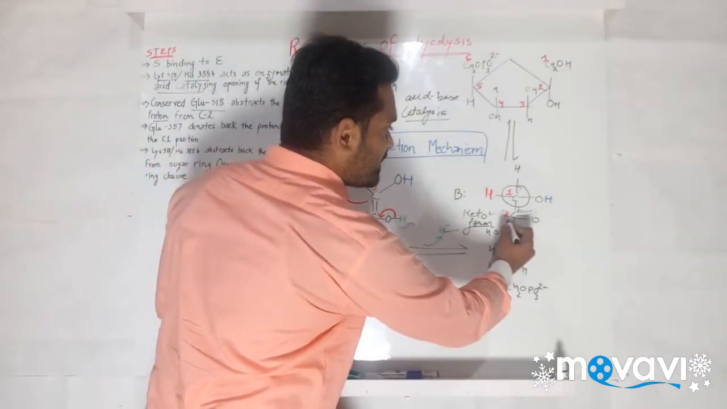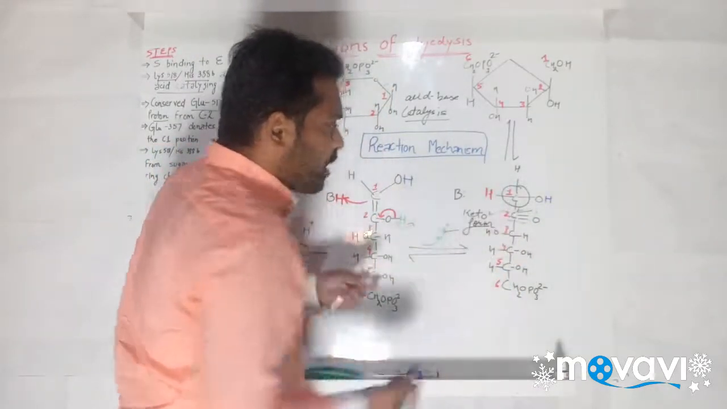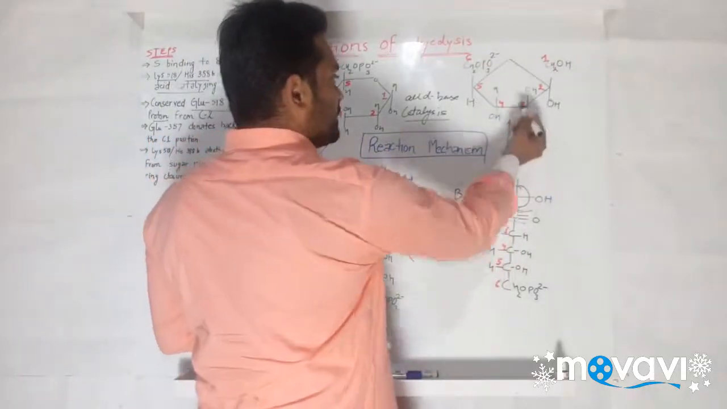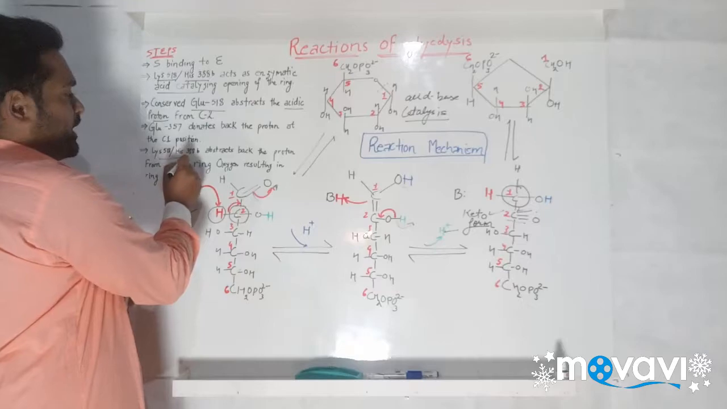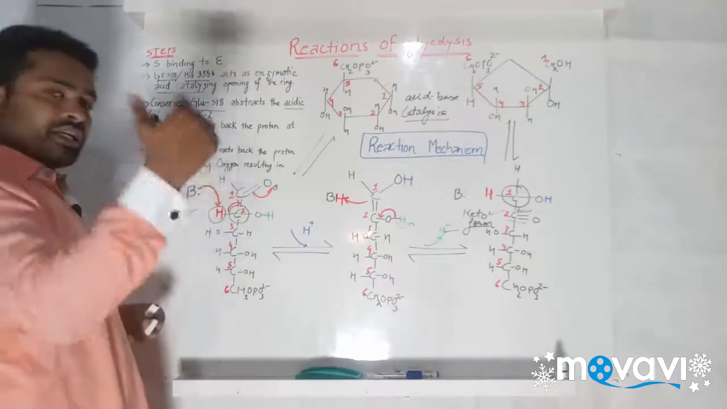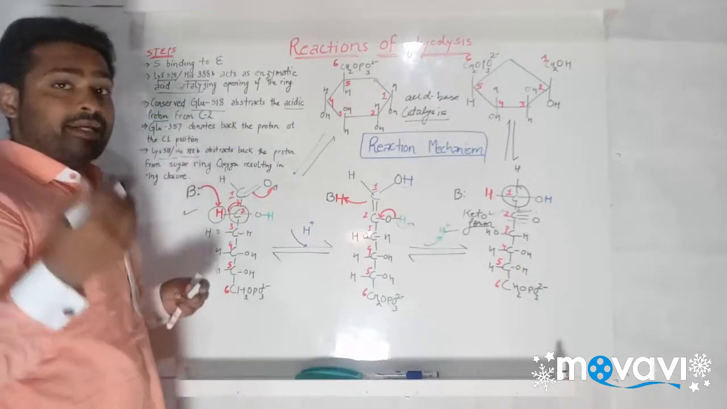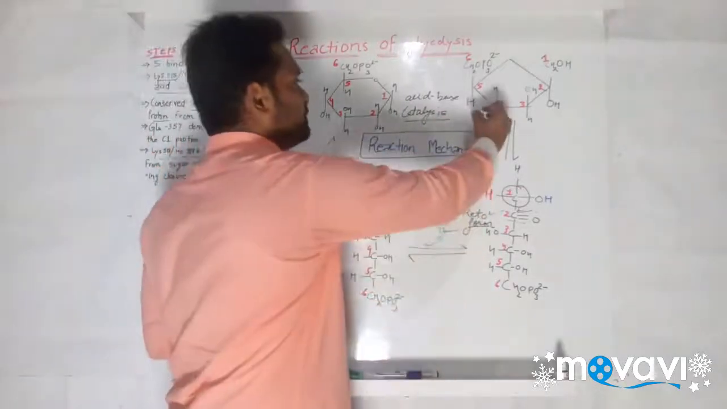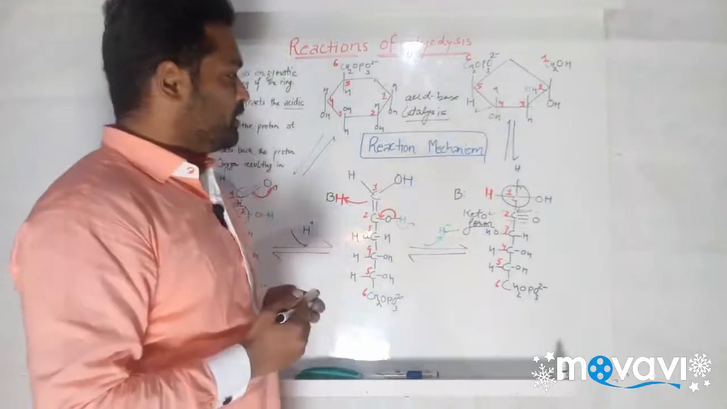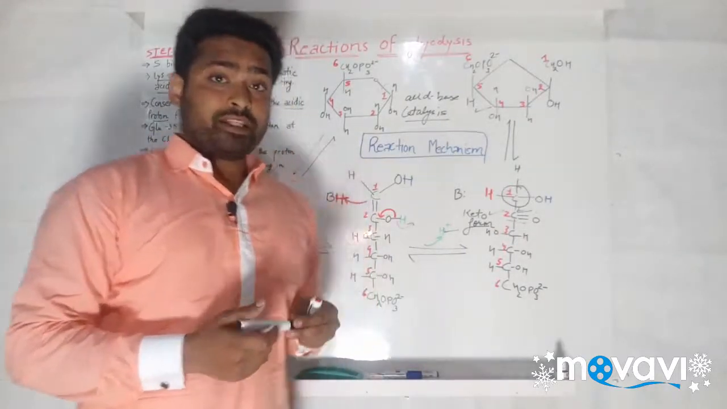Now we are going to close the ring, and that is done by lysine 518 or histidine 388B abstracting back the proton, acting as base, and closing the ring. So this was the mechanism.